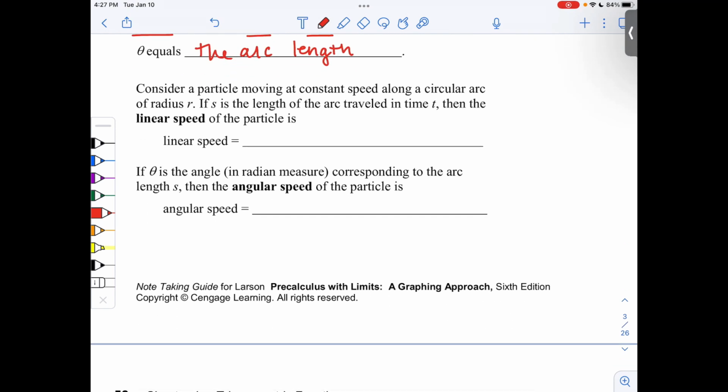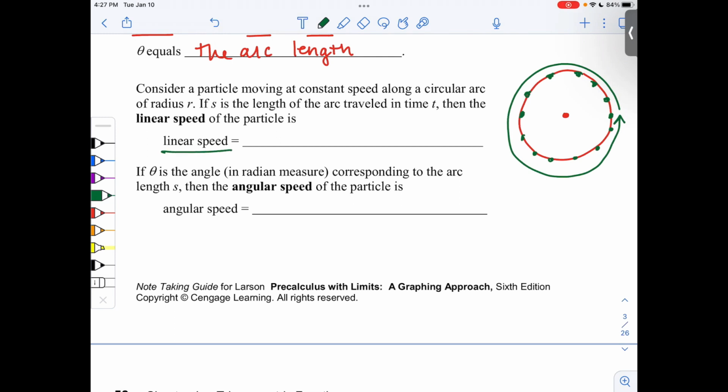Consider a particle moving at a constant speed along a circular arc. So let's say here's a circle and you've got a particle literally moving around this circle. We talk about this in chemistry when we're talking about the motion of atoms, and how those particles will move. To find the linear speed, we're going to use our formula, which is the arc length s divided by time t. Usually time is in seconds, but sometimes it's in minutes or hours.